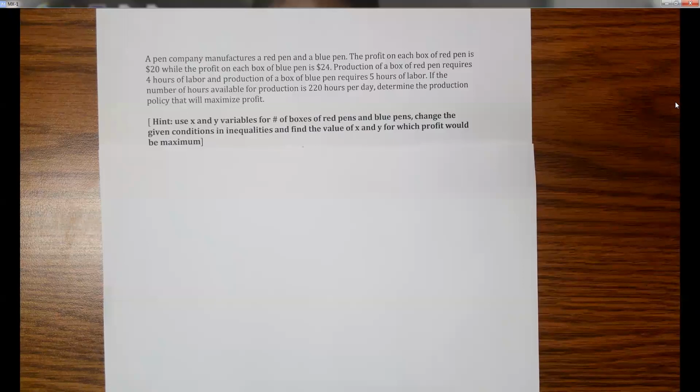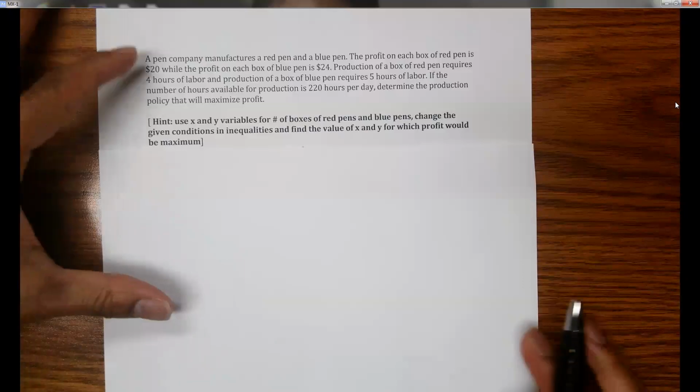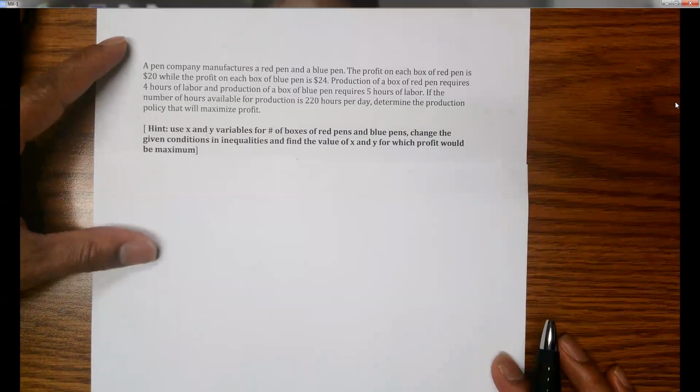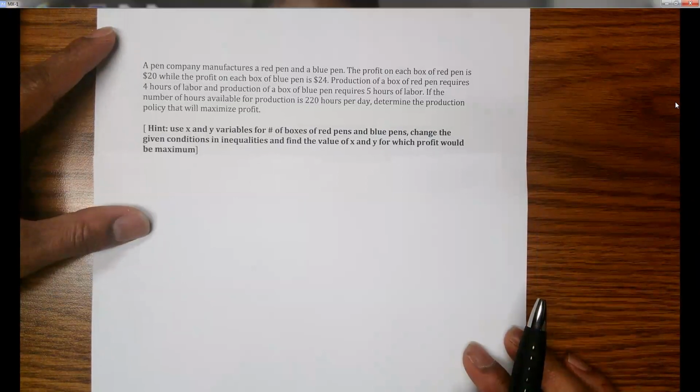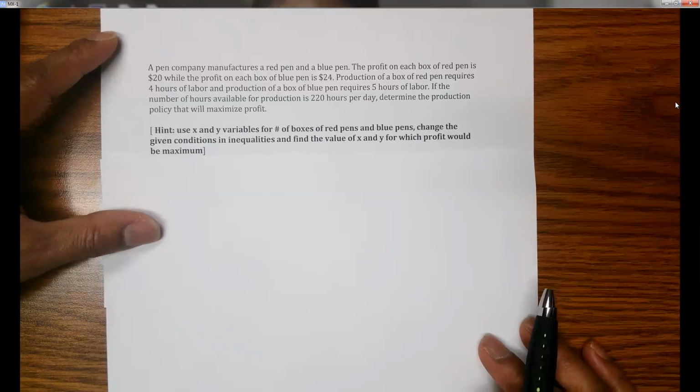Okay, a pen company manufactures a red pen and a blue pen. The profit on each box of the red pen is 20 bucks, while the profit on each box of blue pen is 24 bucks. Production of a box of red pen requires 4 hours of labor, and production of a box of blue pen requires 5 hours of labor. If the number of hours available for production is 220 hours per day, determine the production policy that will maximize the profit. So this is the question.